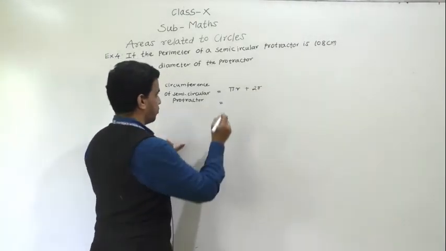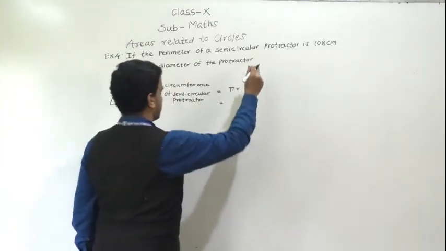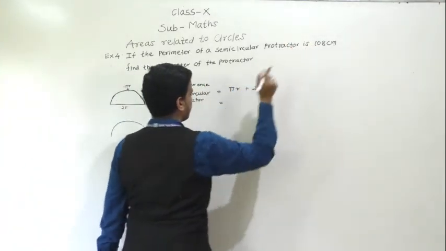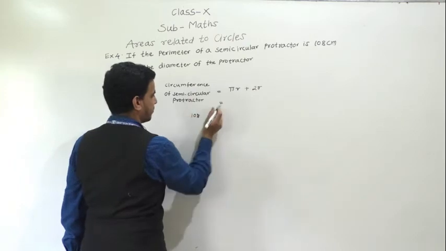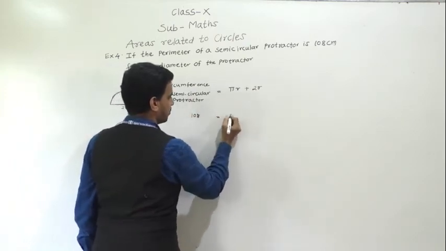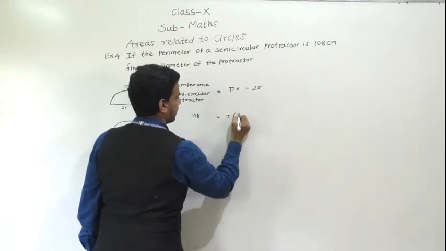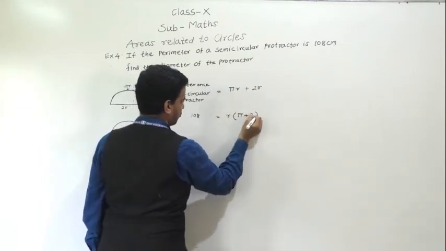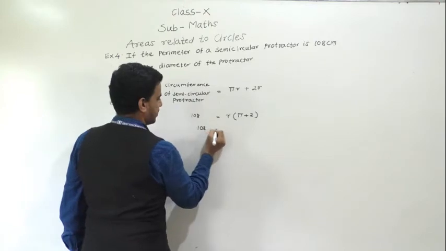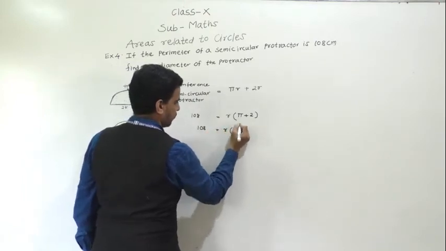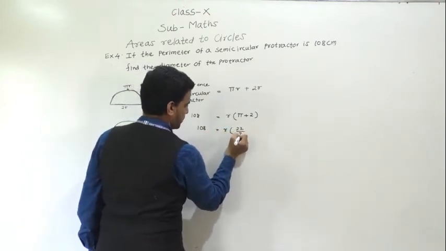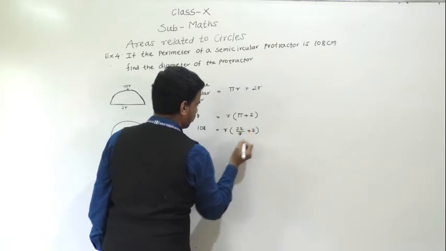Now we have to put in the values. What is given? 108 centimeter is given, so 108 is equal to, here I am taking r common, r in bracket pi plus 2, so 108 is equal to r into the value of pi, 22/7, plus 2.